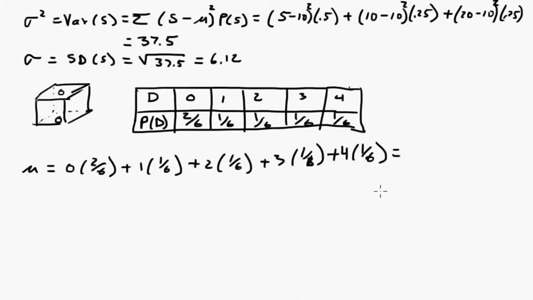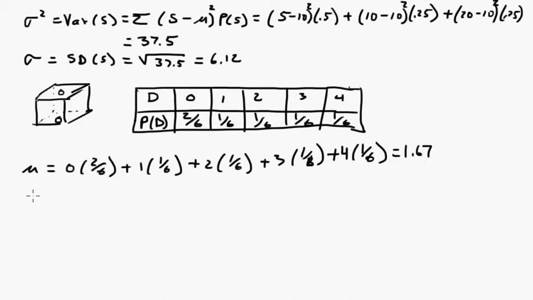And I get 2.22. Is that right? No, that's not what I get. That's what I got for the variance. I get 1.67 when I did it with the calculator.